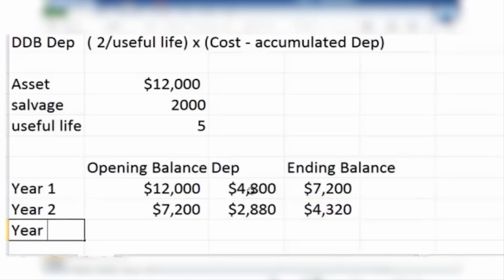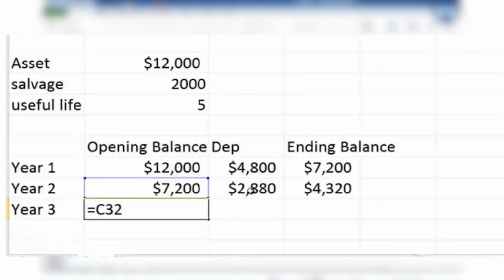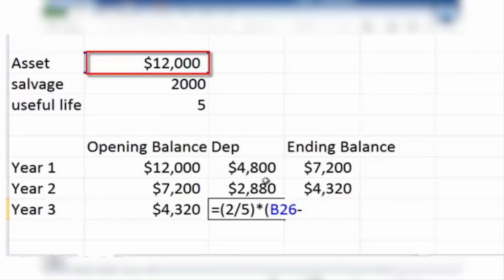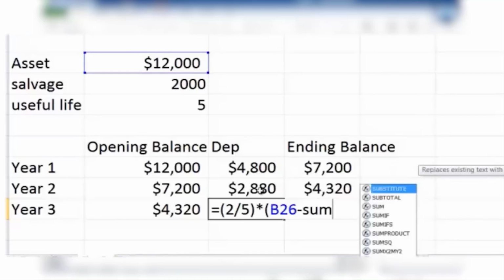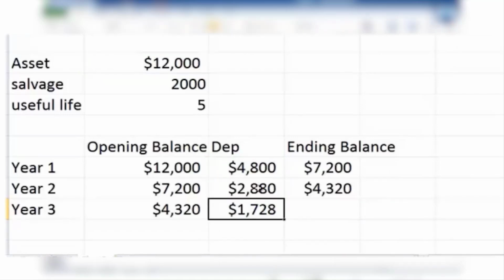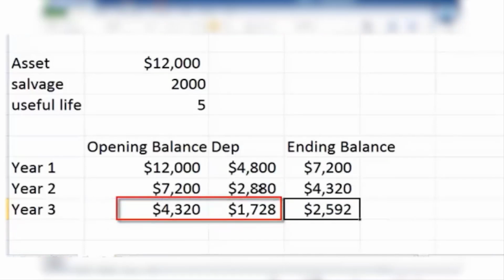Let's do the same thing for year 3. Opening balance is 4320. Your depreciation expense will be equal to, applying the same formula, 2 divided by 5 multiplied by cost, which is 12,000, minus your accumulated depreciation. Your accumulated depreciation is 4800 and 2880. So we need to sum total these two. This is the accumulated depreciation, and bracket closed, and what we have is the depreciation expense of 1728 in year 3. Your ending balance comes out to be 2592.